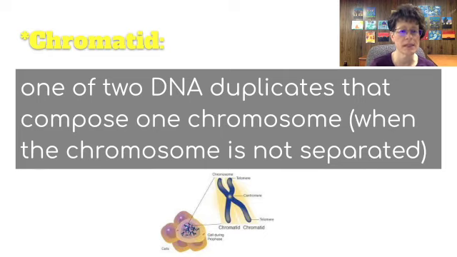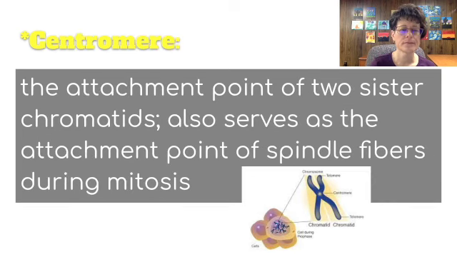Chromosomes have chromatids. A chromatid is one of 2 DNA duplicates that compose one chromosome when the chromosome is not separated. Here we have a chromosome, and it's made up of 2 chromatids. This DNA is duplicated, it is replicated. We only see it like this in its replicated form because this is when it's going to undergo mitosis, when it forms the chromosomes that we can actually see. Otherwise, DNA is very thread-like and we can't see it in the cell.